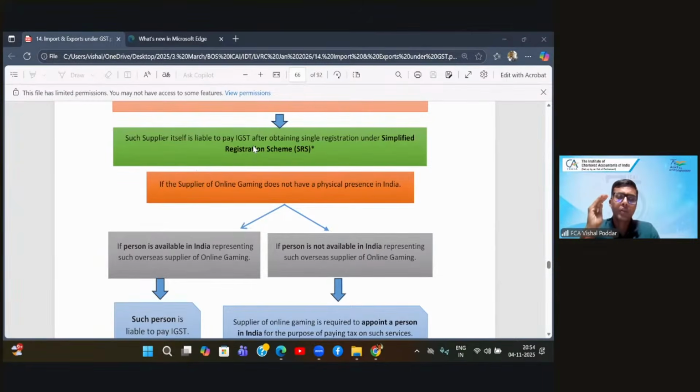So, whenever you are talking about import and export of service, it is only the IGST law or the GST law which applies. But when you talk about import and export of goods, then both laws apply, customs law and GST law also. Right, Geeta?